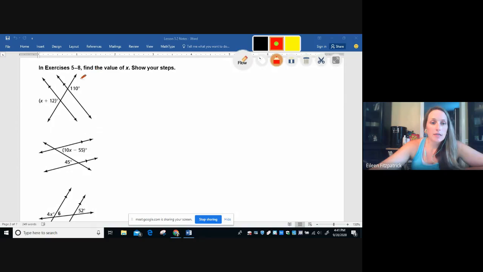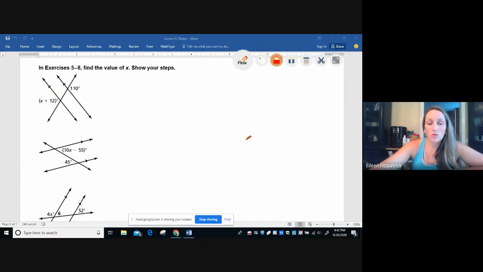So it says in exercises 5 through 8, find the value of x, show your steps. You don't need to justify, although justifying is always important. So maybe I'll justify the first few. You're going to again see that we have parallel lines because of the arrow here and the arrow here. That's what indicates the lines are parallel.